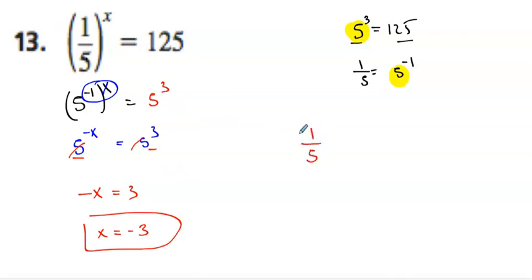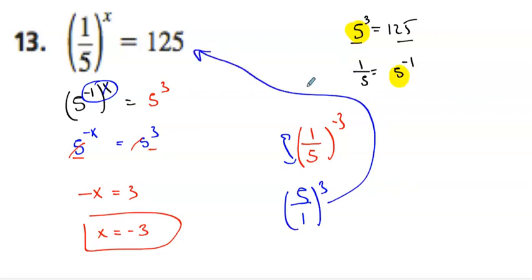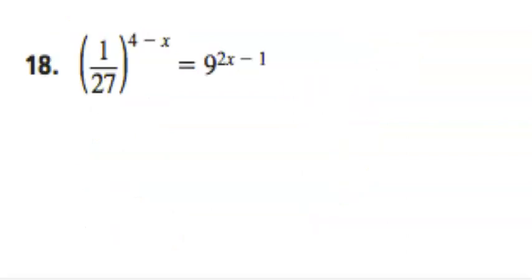So what's 1/5 to the negative third power? Well, 1/5 to the negative third power is, technically this is all over 1, or another way to think about it, you could do the reciprocal, which becomes 5 over 1 to the third power, which then equals 125. Nice one, right? All right, take a look at another one.